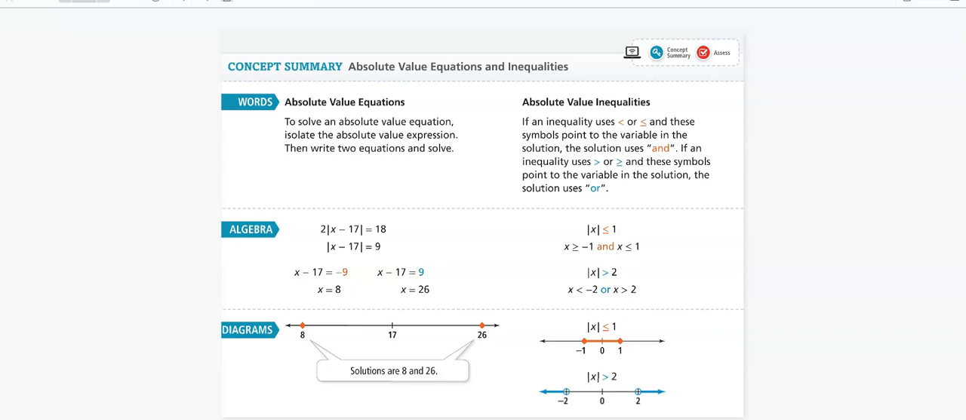All right, you could pause on this screen. This is just a little overview of what we learned in this lesson.